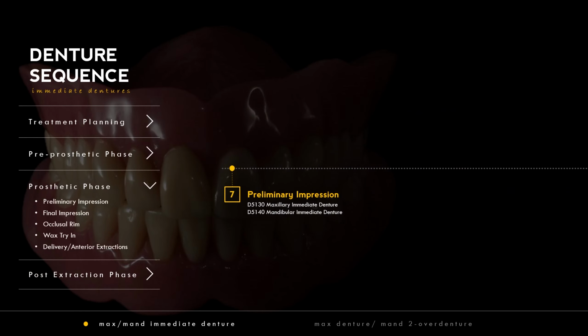So once the sites have healed, then you'll walk through your denture steps. So first we start off with our preliminary impression, and from there we can make custom trays. Don't forget to block out and put wax over the teeth to provide a little spacing and make room for impression material in that area.